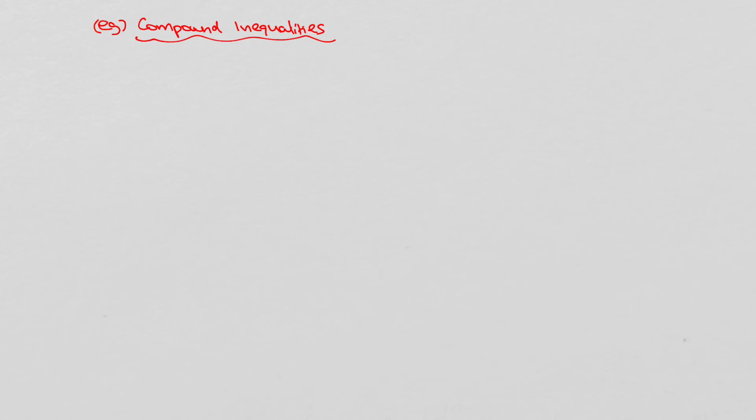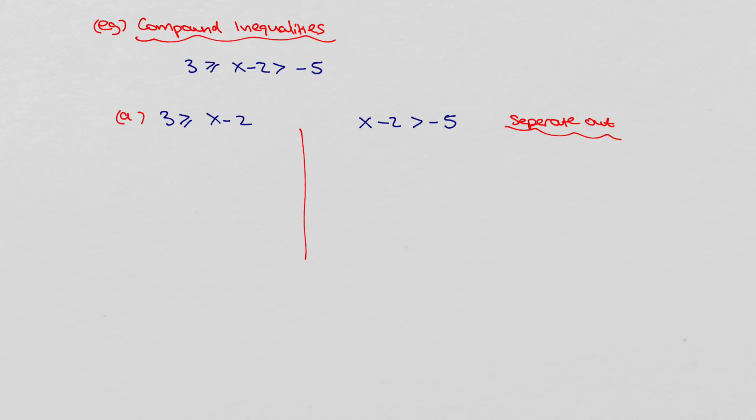Sometimes the linear inequality that we're given is a compound inequality. So it's almost like two inequalities joined together. So we have 3 is greater than or equal to x minus 2, which is greater than minus 5. So we can look at this as two separate equations, or we can look at it all in one go. So in other words, if we were to separate that out, that could be read as 3 is greater than or equal to x minus 2, and then x minus 2 is greater than minus 5. So by separating it out, we then solve each separately and combine the answers then.